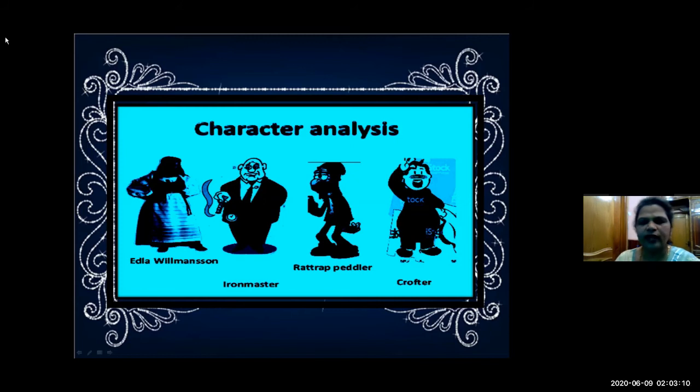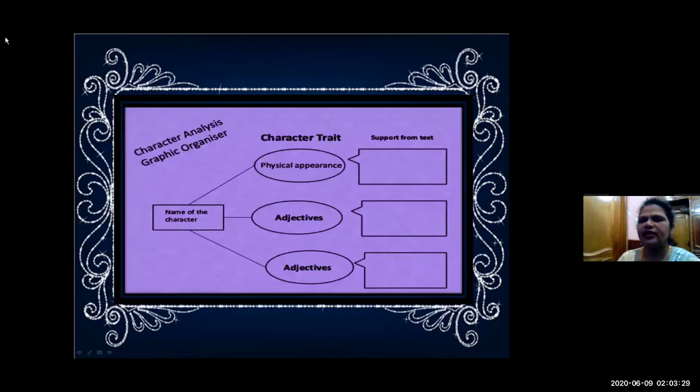Now I want to talk to you regarding the type of the important questions which can come in your board examination. The four important characters can be Adela Wilmanson, the Ironmaster, the Rattrap Peddler, and the Crofter. So when a character sketch is asked, how are you supposed to write? First you have to write the name of the character you are going to describe.